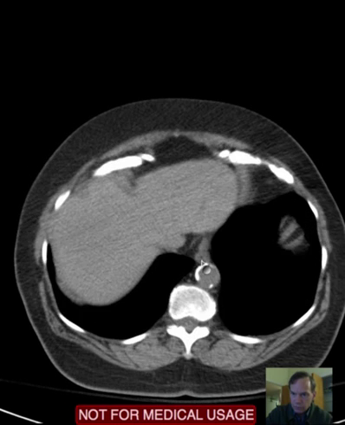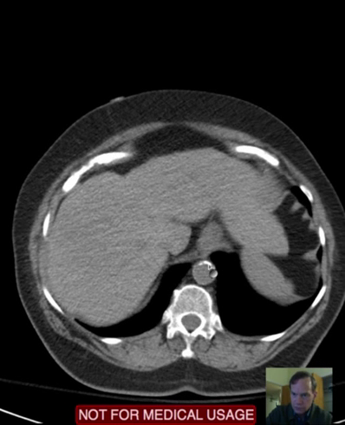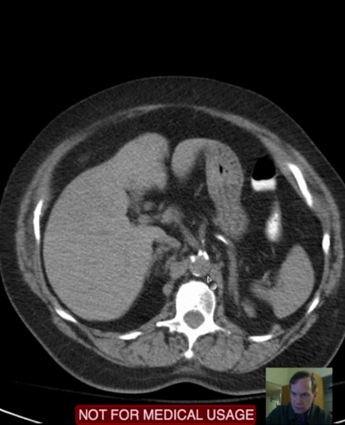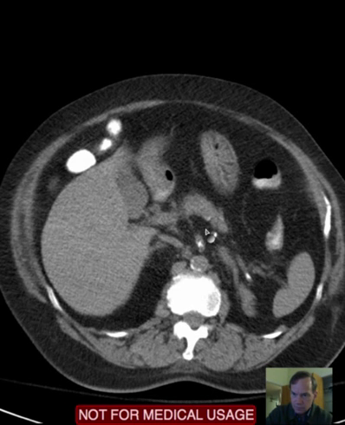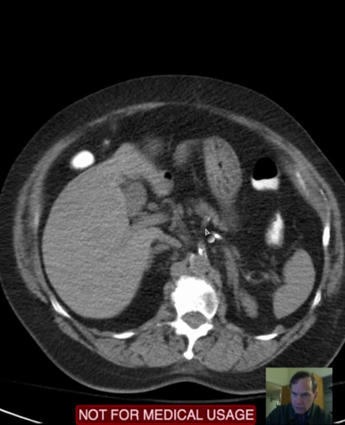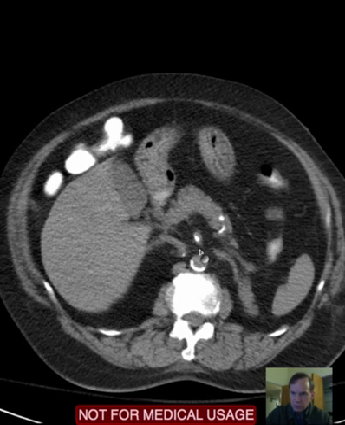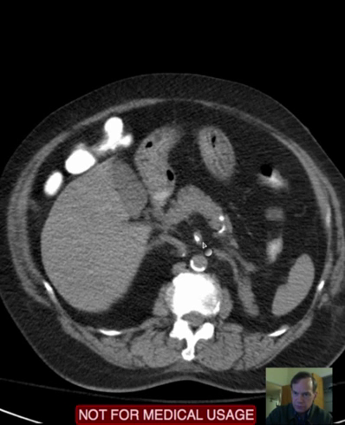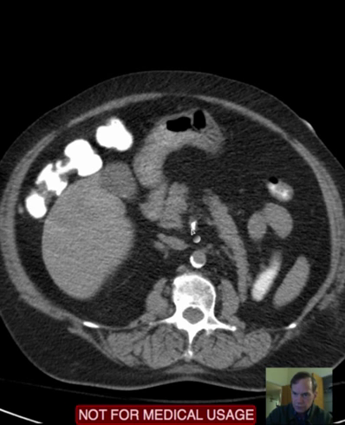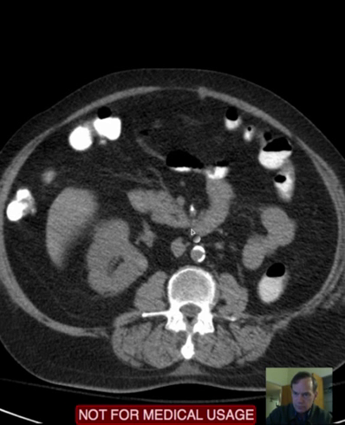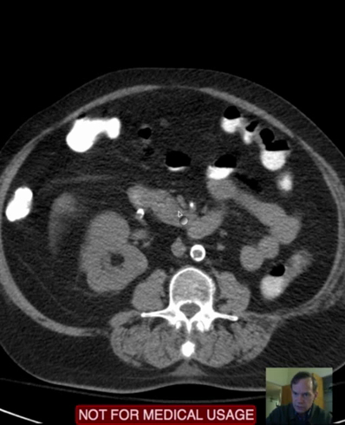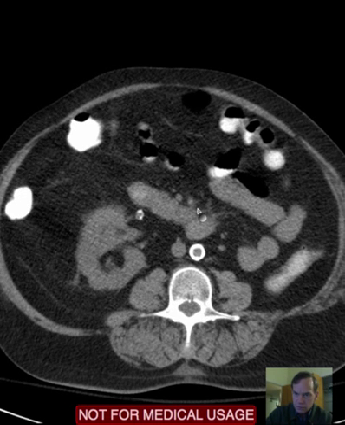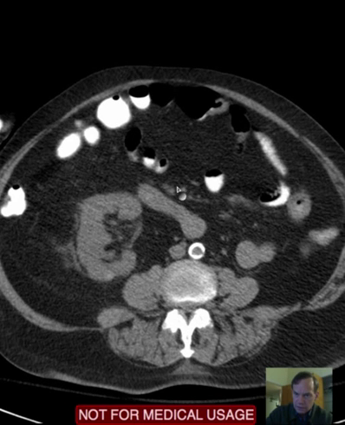And if we go from above downward, the first vessel that comes off the abdominal aorta is the celiac artery, and below that is the superior mesenteric artery, and the superior mesenteric artery dives anteriorly first and then courses inferiorly. Here it is next to a portion of the pancreas, and it's in here right now.